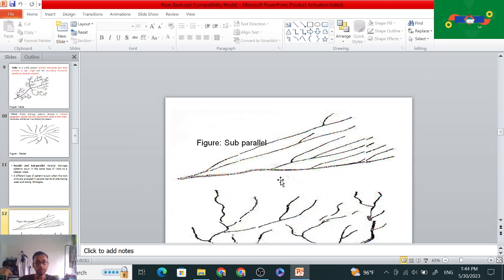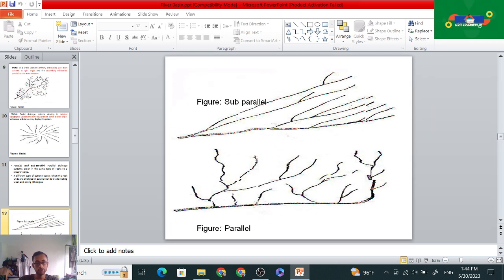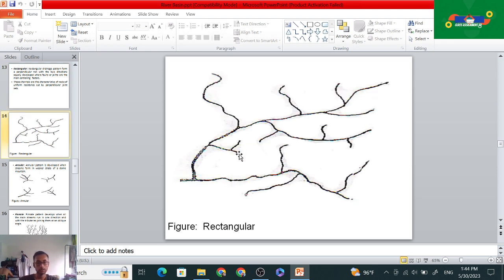So this is called the radial. And then the subparallel. This is the figure of subparallel. Then this is the parallel figure. Then rectangular drainage pattern forms a perpendicular net with two directions equally developed when the faults or joints are the main controlling factor. These channels are characteristic of rocks of uniform resistance cut by perpendicular joint sets. Then this is the rectangular shape.